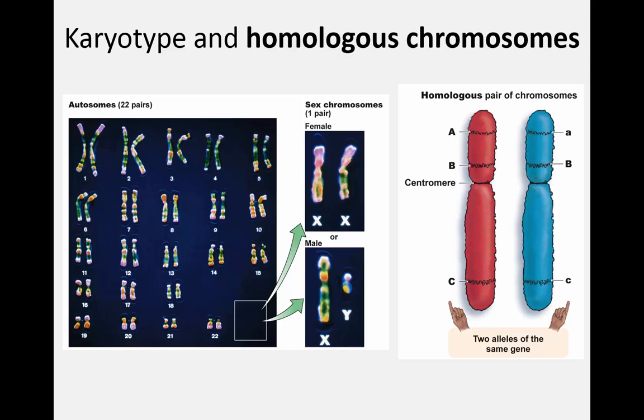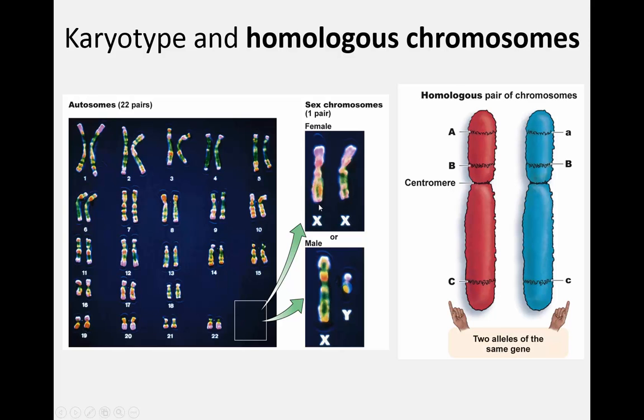So this is showing you a couple images. On the left we have what's called a karyotype, and a karyotype is basically what they do is they take all of the chromosomes out of one body cell, and they put them under a microscope after they pair them up, and that's what we see. So here we can see there's 23 pairs, 1 through 22, and then the 23rd here is showing you the sex chromosomes, and we'll talk more about those later on.